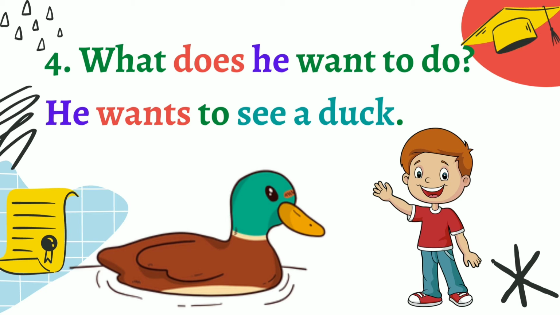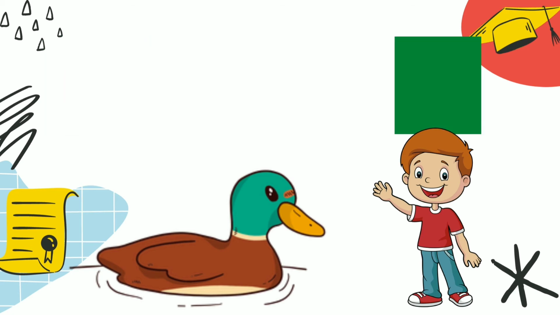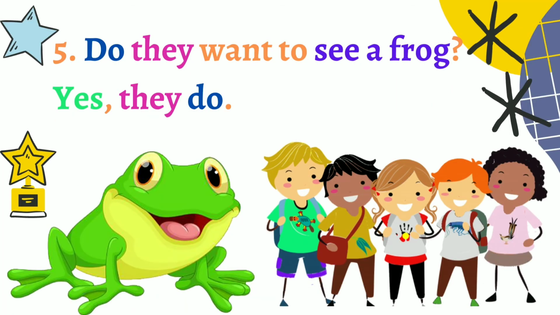In here we have to use does because the subject is he. After that, in the answer we have to use wants because the subject also is he. He wants to see a duck. In here the action is see a duck. Remember we are still talking about the animals. Okay, number 5. Do they want to see a frog? Yes, they do. In here we have to use do because the subject is they.